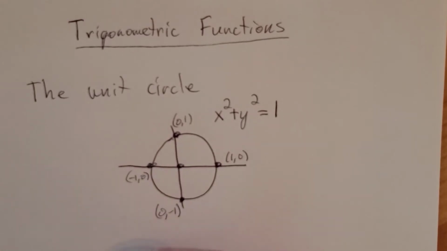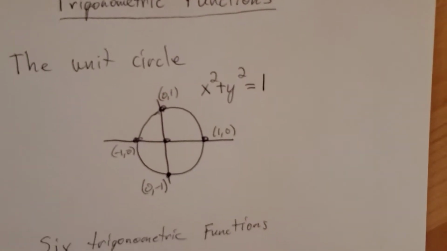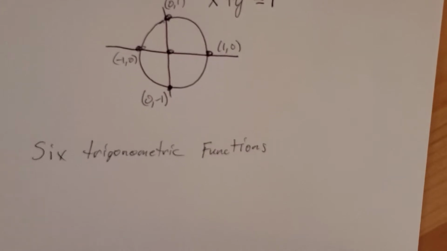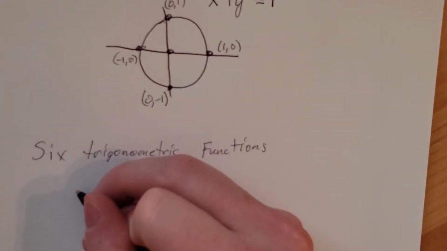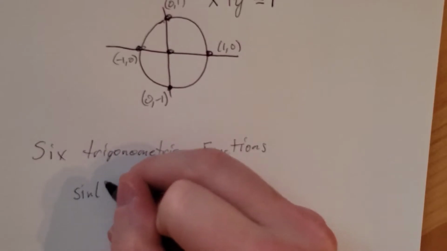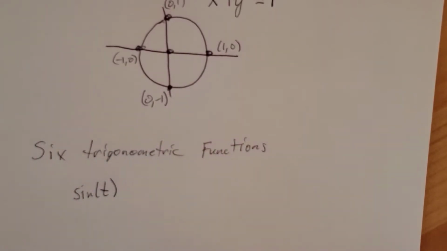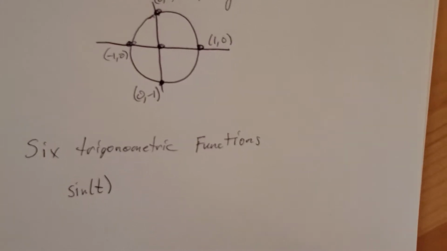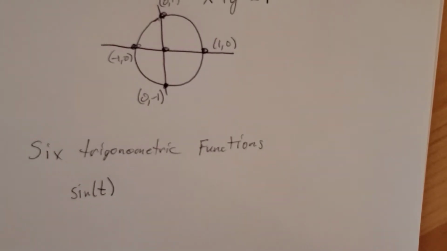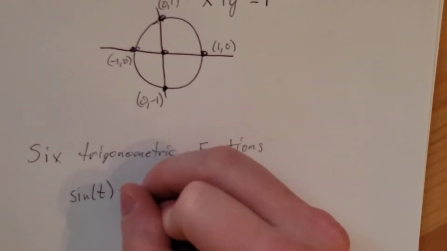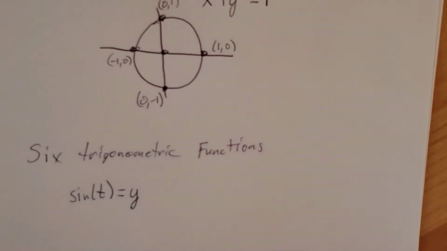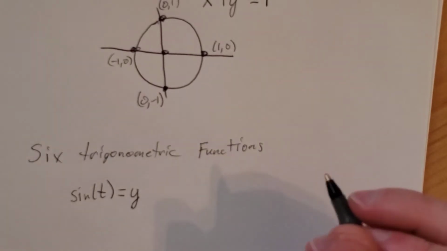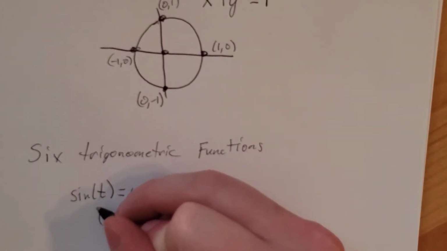So what are the 6 trigonometric functions? We're going to start by defining sine of t. So let's suppose we have an angle t. Your book may also use theta quite a bit, so I'll interchange between t and theta as well. So we have sine of t here, and sine of t is equal to y. We define that to be y. First off, what is t? T is an angle.